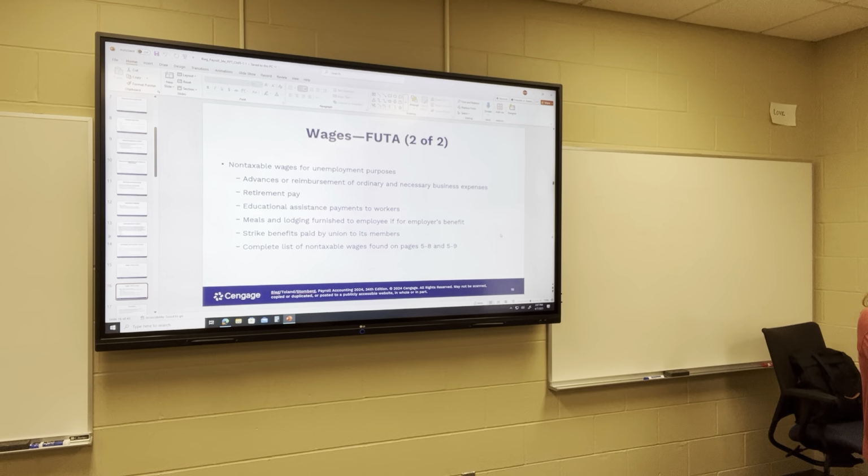Meals and lodging furnished for the employer's benefit. There's that distinction, employer's benefit or employee's benefit. If for the employee's benefit, that would be considered wages and included. Strike benefits paid by unions to their members. So oftentimes if somebody is a member of a union and the union votes to go on strike, part of the dues that are paid help to pay the individuals who are on strike. So they're getting some sort of payment because their paycheck is ending, at least temporarily. That is not included in FUTA.